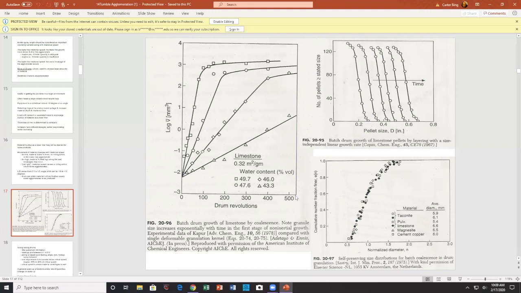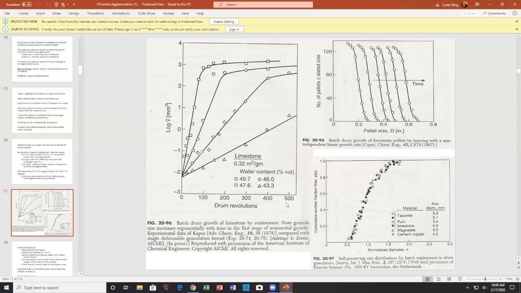rotating equipment is very important because it's the number of revolutions that material experiences, right? Not necessarily the time, but the number of revolutions the material has experienced. And that characterizes your process. So if you're talking about processing time, okay, you have a certain processing time. Take that times the rotational speed, and that will give you the number of revolutions the material has experienced.